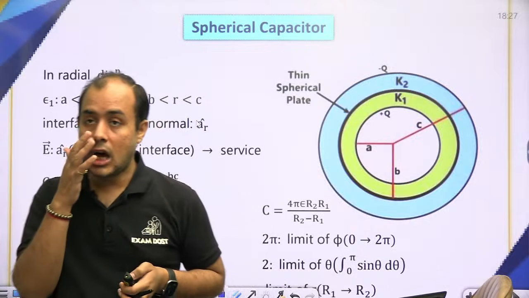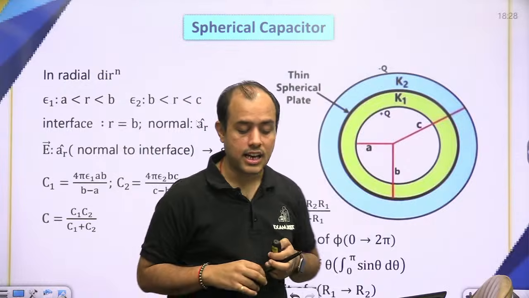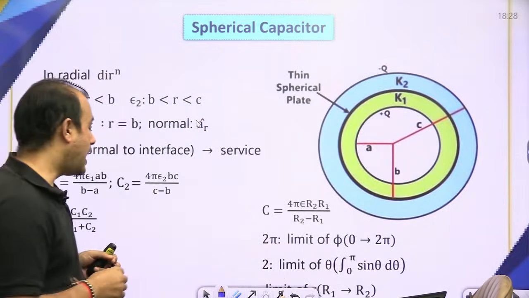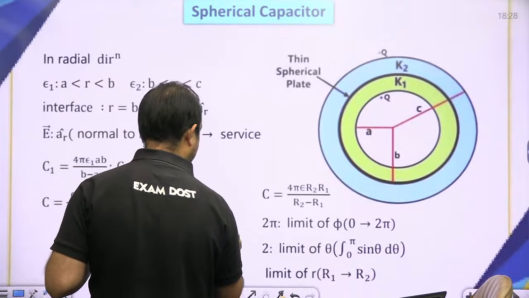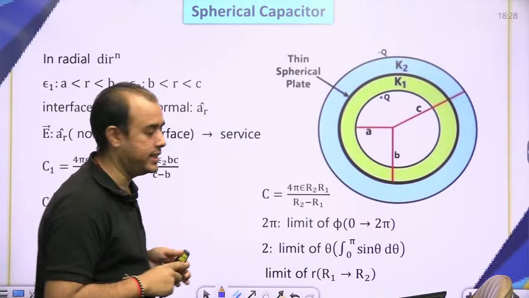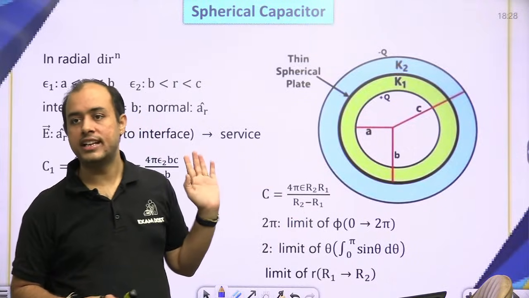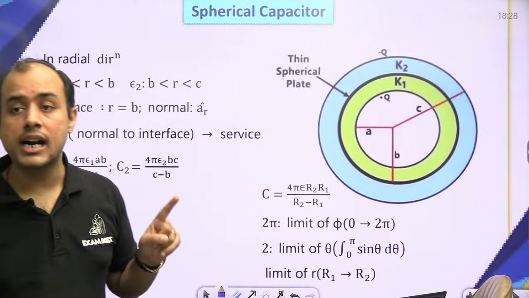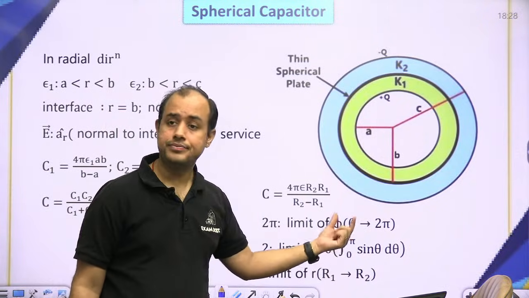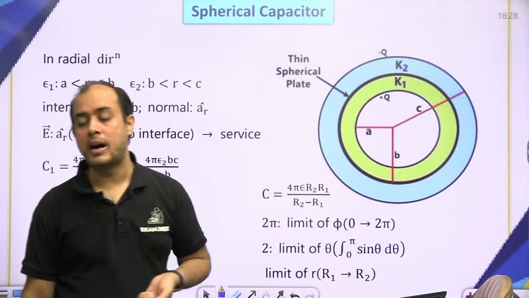capacitor. Now similarly in spherical, let us first dissect the formula. The formula is 4 pi epsilon R2 R1 by R2 minus R1. Now this 4 pi is composed of two things, 2 pi and 2. 2 pi because of phi. Phi varies from 0 to 2 pi. 2 comes because of theta. Basically, 2 is the integration of sin theta from 0 to pi.